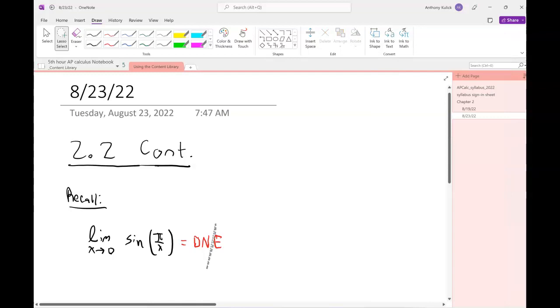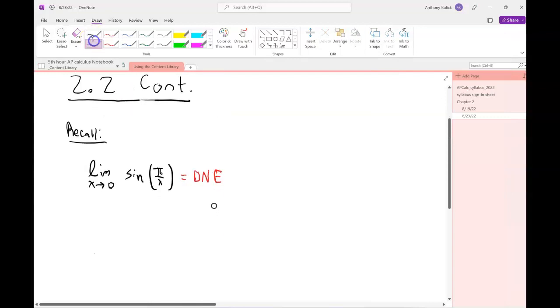Okay, so let's go ahead and define that, because this is the first example of something we've seen where it didn't seem like the left-hand side and the right-hand side of the function were approaching the same value. Does everybody feel okay there? Okay.